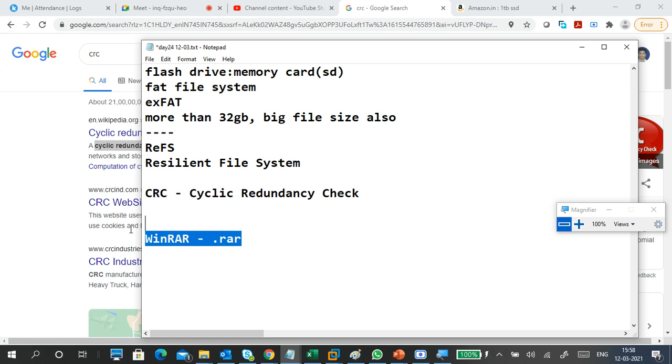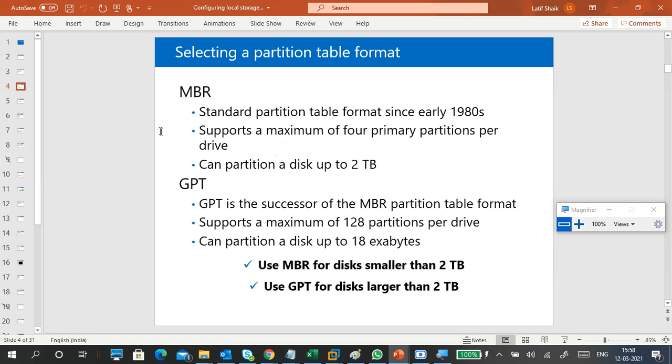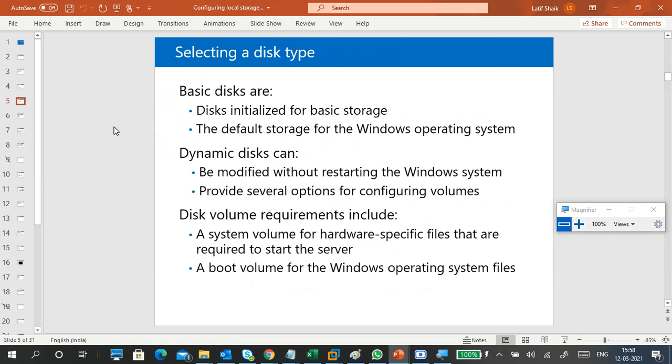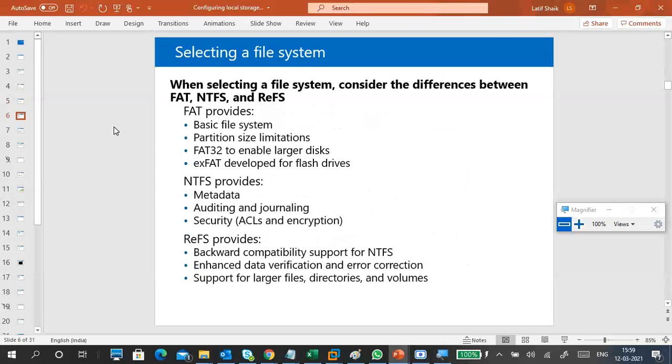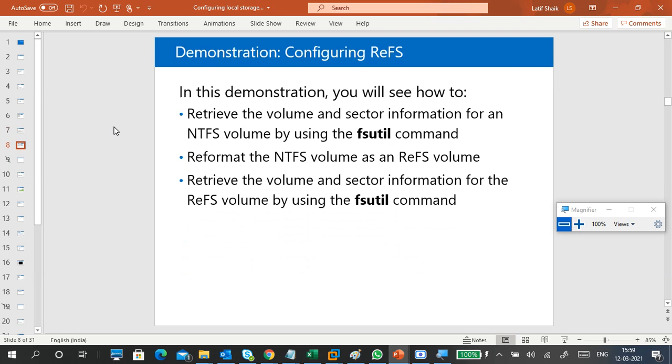So that is a CRC value. Of course, you can put big files, but it won't have properties like NTFS. Security kind of stuff won't work. So this is about ReFS. MBR, GPT, basic disk and dynamic disk are also there, so I will tell. FAT, NTFS, ReFS. If you convert from NTFS to ReFS, we can convert it back also.